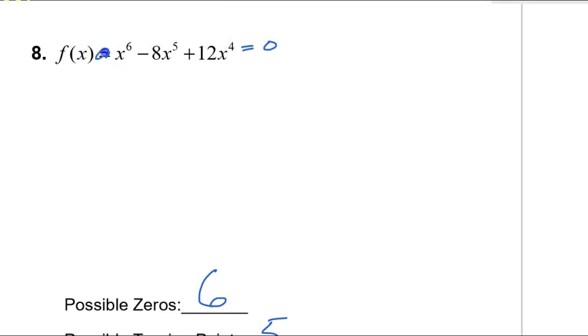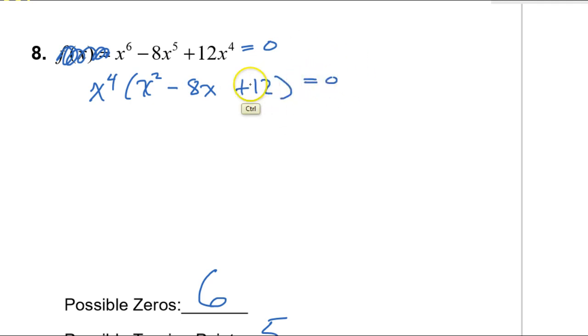So if I set this all equal to 0, I start with the GCF of x to the 4th power. That's going to leave x squared minus 8x plus 12. All right, so I bring down my x to the 4th power. Now I'm going to go binomial times a binomial.